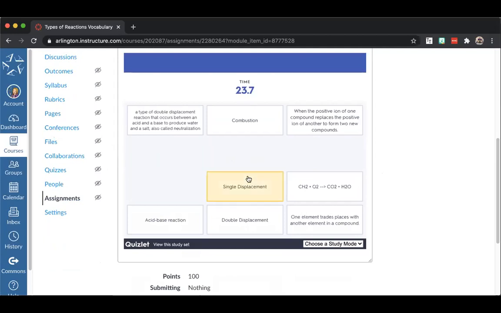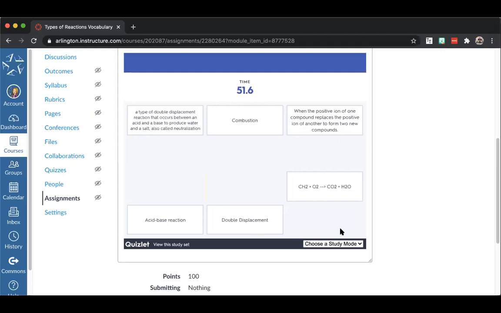Single displacement, that's another term for single replacement. This is not single replacement. So that means it's probably one of these definitions. Okay. Let's see. Type of double displacement, that's not it. Positive ion of 1 compound replaces the positive ion in another to form 2 new compounds. That's not it, because a single replacement has an element in a compound. So it's got to be this last one. 1 element trades places with another in a compound. And so that's what you'll do.